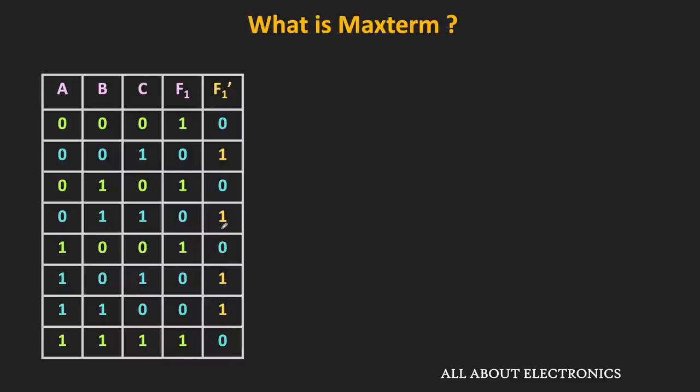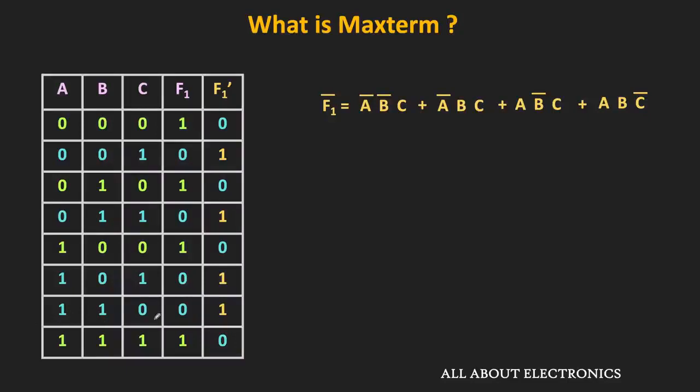And for that, let us do the summation of all the minterms for which this f1 bar is equal to 1. So here, this minterm corresponding to 001 is equal to a bar dot b bar dot c, while the minterm corresponding to 011 is equal to a bar dot b dot c. Likewise, the minterm corresponding to 101 is equal to a dot b bar dot c, and the minterm corresponding to 110 is equal to a dot b dot c bar.